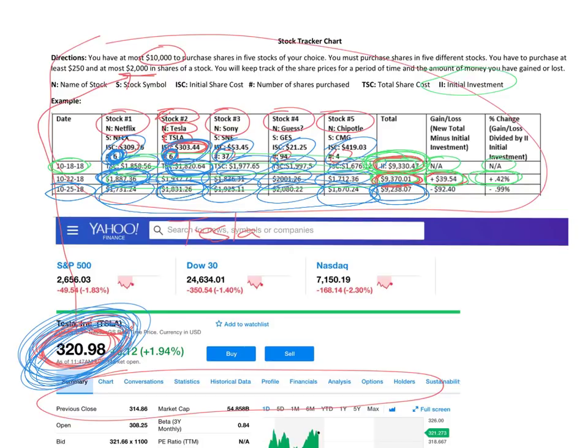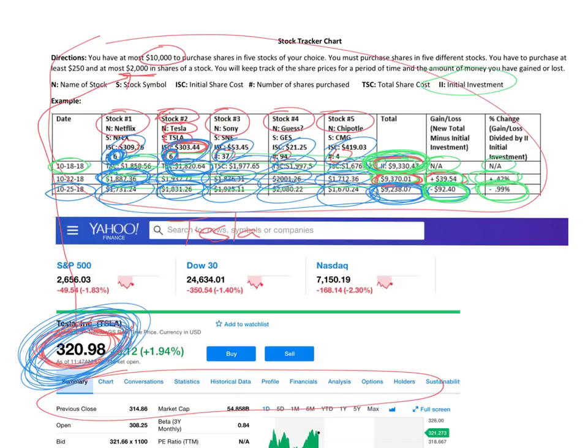Then I'm going to take this, subtract the initial investment. In this case, I get a negative number. That means I've lost money in the stock market. Then you take this amount and you divide it by the original investment, the initial investment, and that gives you the percentage that you've lost so far in the stock market. So that's all there is to it.